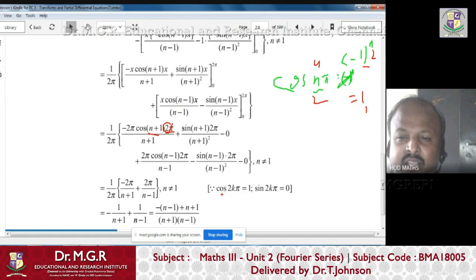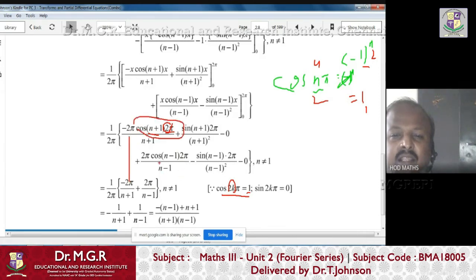So that is why they are putting here cos 2k pi is always 1. Whatever k may be, positive or negative, odd number or even number, 2k is always an even number and it takes the value 1 always. Here also the same thing, 2 pi is there, so they take this value as 1. So if this entire value becomes 1, they have only minus 2 pi. And here, if the entire value becomes 1, the value 2 pi comes.